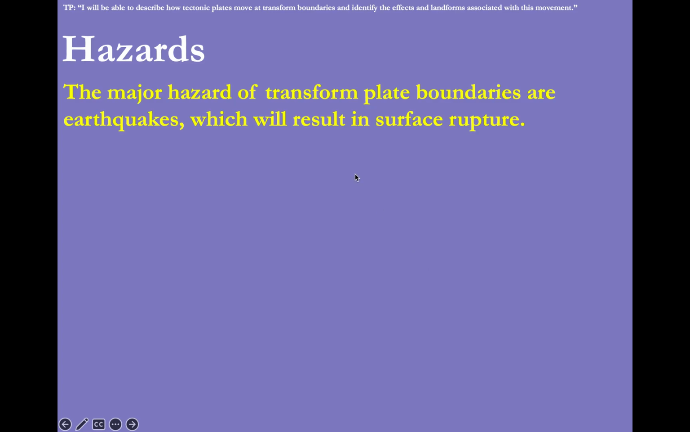All right, hazards. The major hazard of transform plate boundaries is earthquakes. There is no association with volcanism at all because there is no rising or sinking of land masses, or the addition of magma from the mantle rising upwards. There's none of that happening at transform fault boundaries, strictly earthquakes.